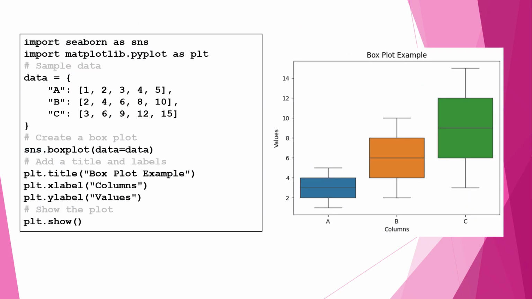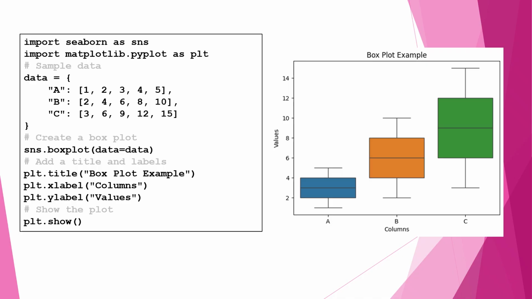Demonstrates how to create a box plot using Seaborn to visualize the distribution of multiple datasets. First, the sample data is defined with 3 groups labeled A, B, C, and each containing numerical values. The sns.boxplot function is then used to generate the box plot, where each column is treated as a separate dataset and displayed as an individual box.